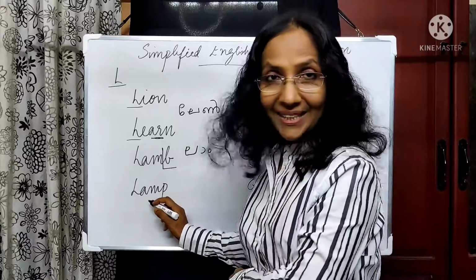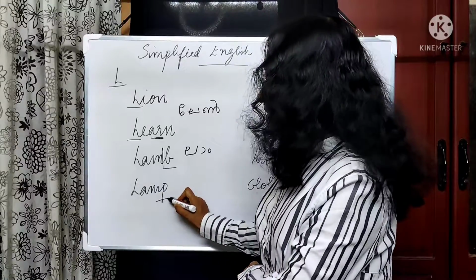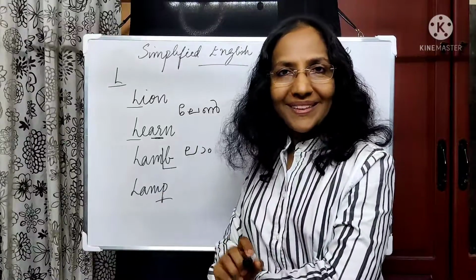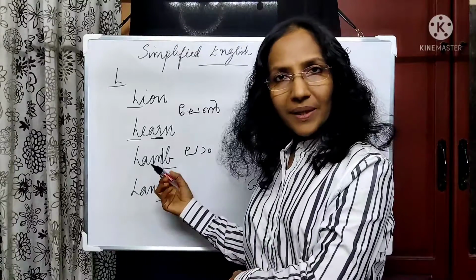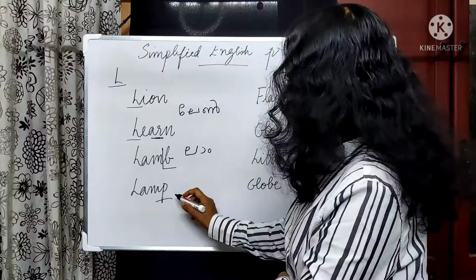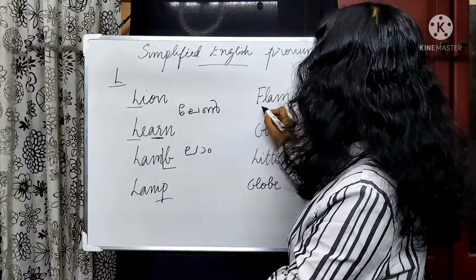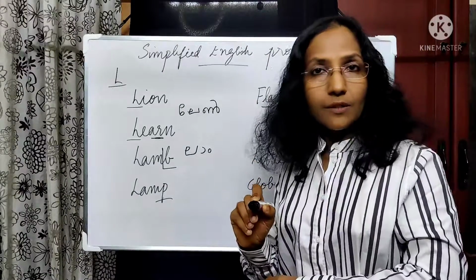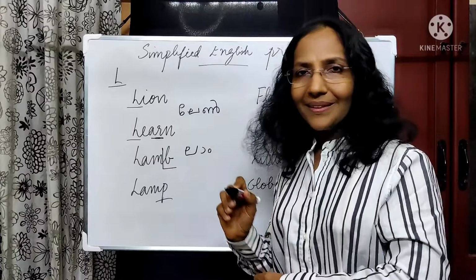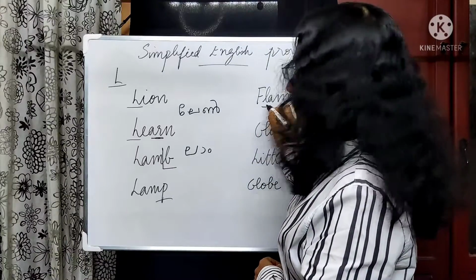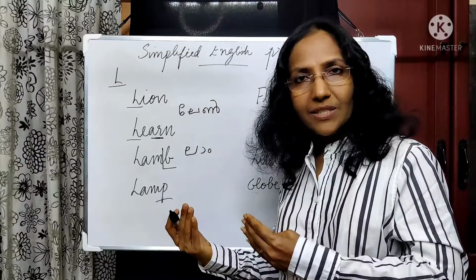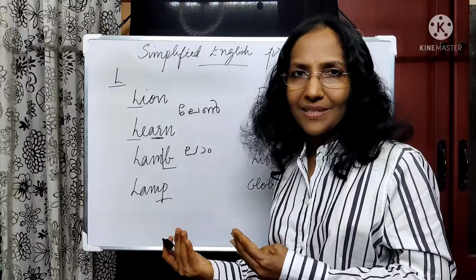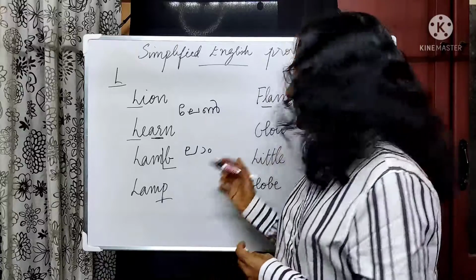Next, the sound is again tricky. Here, the sound is heard. It's lamp. There we utter the last sound. So that's the difference between these two words. Here we have a different realization. It's flame. Here the sound is coming in the second letter, and see how the pronunciation is changing a bit.